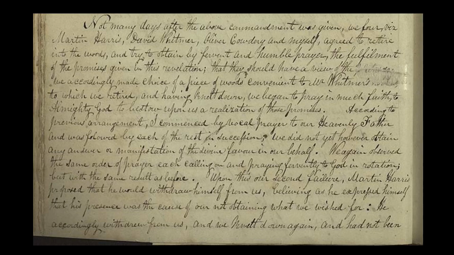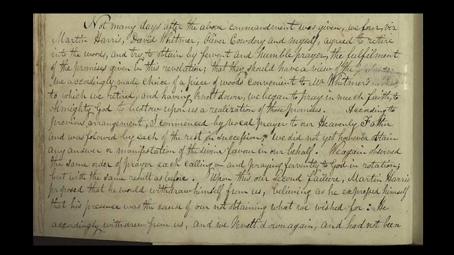What do we do? Well, we get this from draft 2. "We accordingly made a choice of a piece of woods convenient to Mr. Whitmer's house, to which we retired, and having knelt down, we began to pray in much faith to Almighty God to bestow upon us a realization of those promises. According to previous arrangement, I commenced by vocal prayer to our Heavenly Father, and was followed by each of the rest in succession. We did not yet, however, obtain any answer or manifestation of the divine favor in our behalf. We again observed the same order of prayer, each calling on and praying fervently to God in rotation, but with the same result as before.